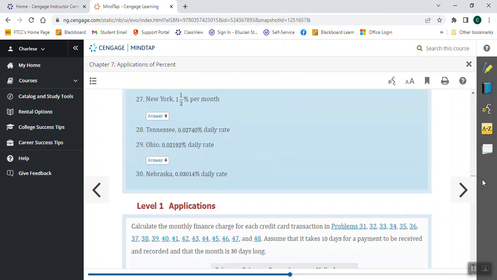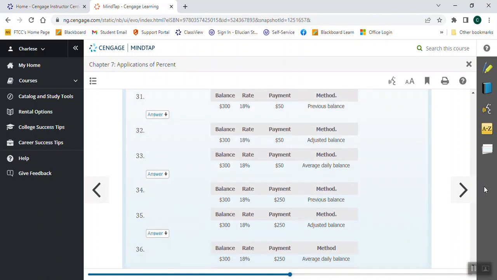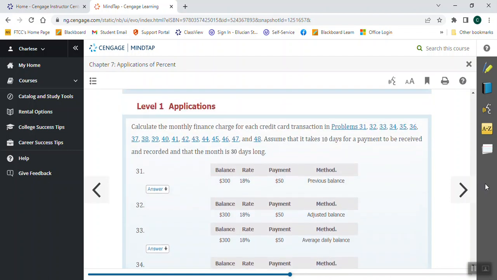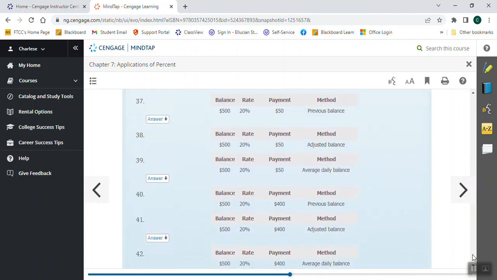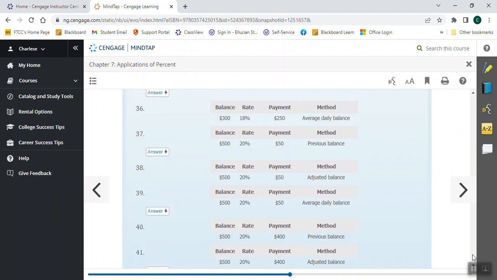All right, I'm going down to numbers 37, 38, and 39. So this is the credit card payment part. Assume it takes 10 days for a payment to be received and recorded, and that the month is 30 days long. So we're going to do 37, 38, and 39 because they're all the same numbers.